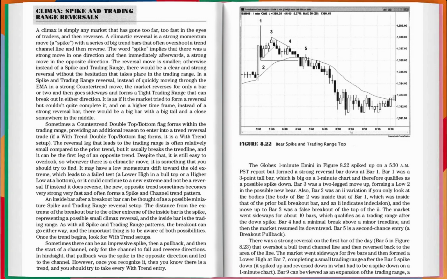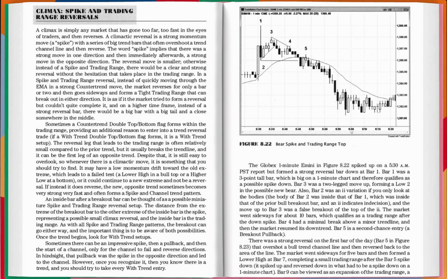Sometimes a countertrend double top/bottom flag forms within the trading range, providing an additional reason to enter into a trend reversal trade. If a with-trend double top/bottom flag forms, it is a with-trend setup. The reversal leg that leads to the trading range is often relatively small compared to the prior trend, but it usually breaks the trend line, and it can be the first leg of an opposite trend.